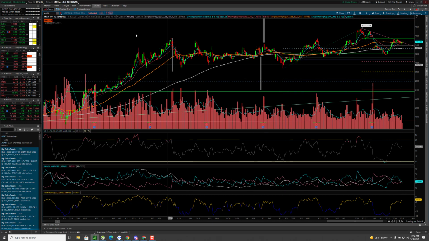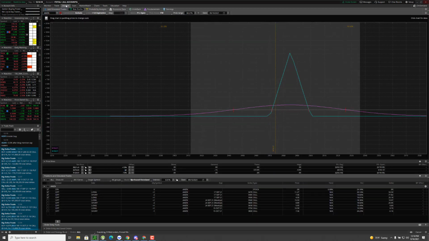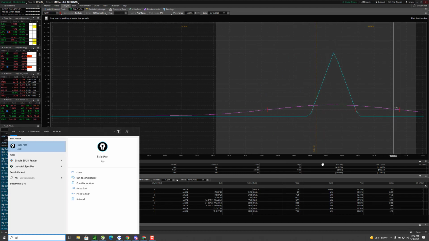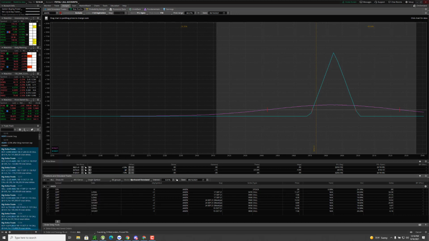So a call butterfly, if you analyze it over here, looks like this. What does that mean? Okay, so I will turn on the pen and we will go over it. It is something like this. I have a 34.70, 34.85 call debit spread, and I have a 34.85, 35.00 call credit spread.